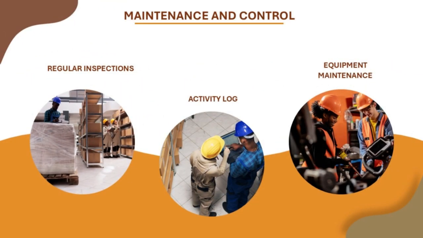Maintenance and control. Regular inspections. Periodically check the conditions of loading, unloading, and storage areas to ensure they are clean, tidy, and safe. Immediately remove any obstacles, debris, or abandoned materials. Activity log. Keep a log of loading-unloading operations and waste management, noting any anomalies or corrective actions. Maintenance of vehicles. Ensure periodic maintenance of forklifts, cranes, and other tools used for handling.